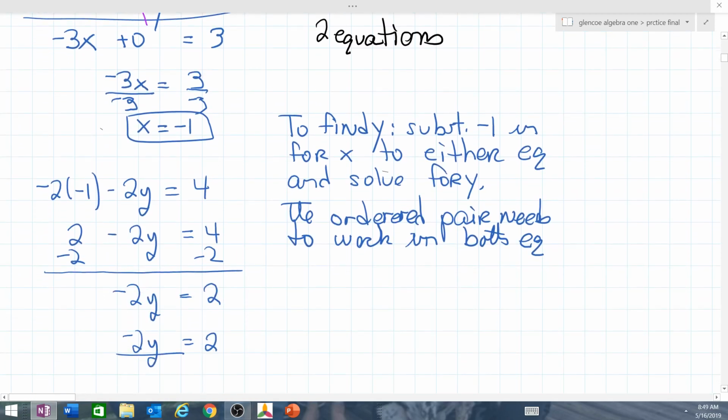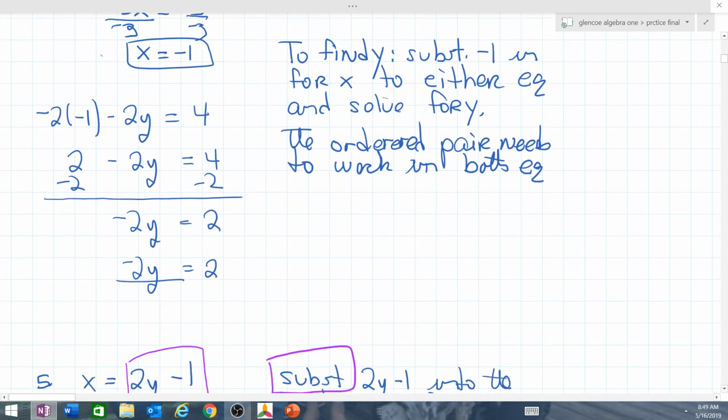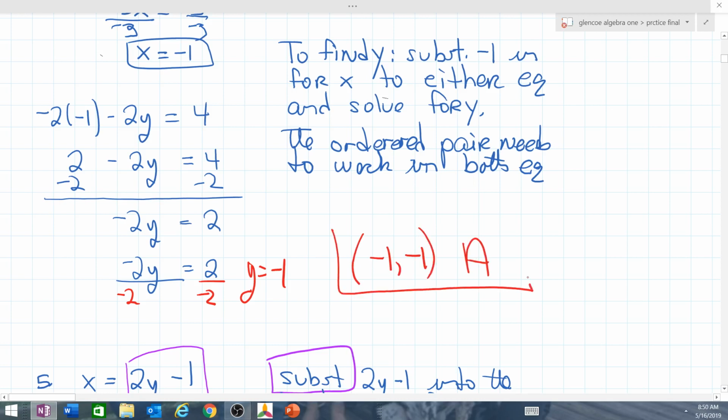To find y, you substitute negative 1 in for x in either the top or bottom equation and solve for y. The ordered pair needs to work in both equations, and it does. Negative 2 times negative 1 is a positive 2, minus 2y equals 4. Subtract 2 from each side. Negative 2y equals 2. Divide each side by negative 2, and you should get y equals negative 1. And your ordered pair is negative 1, negative 1, which is choice A.